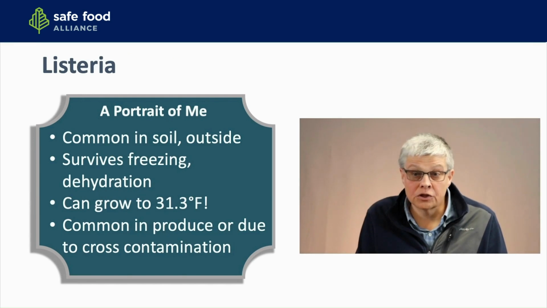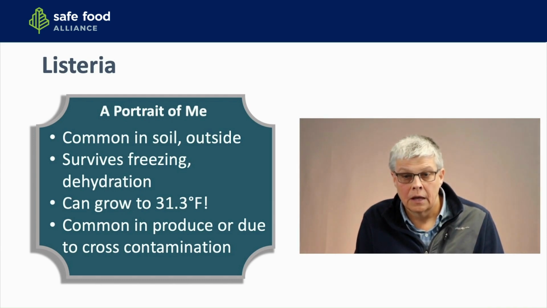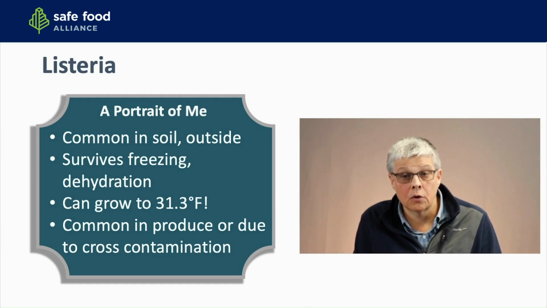Listeria. Listeria is common in soils, so if you have products coming from the outside or you have traffic from the outside, such as forklifts or foot traffic into your facility, you have to think about Listeria possibly being tracked in. It survives freezing and dehydration very well, and one of its unusual traits is that it can grow at refrigerated temperatures, even down to 31 degrees Fahrenheit, which is pretty chilly. It is very common in produce due to cross-contamination from the soil. So this is a major risk factor if you're thinking about products like cabbage or leafy greens.